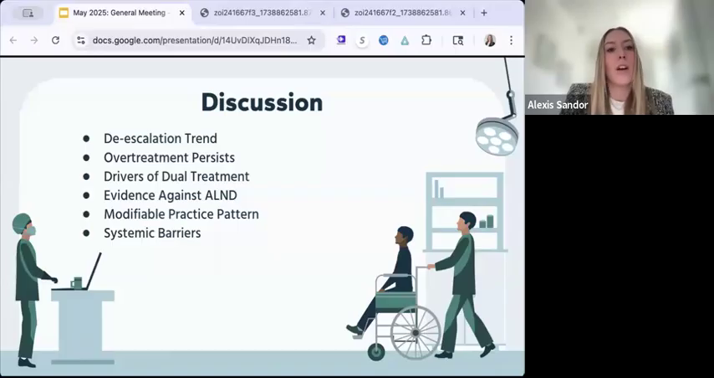So despite this shift, approximately 20% of patients are still receiving both axillary lymph node dissection and post-mastectomy radiotherapy, particularly in the US, compared to much lower rates in countries like the Netherlands. So that still suggests ongoing overtreatment. And there are some important drivers of dual treatment, so that's both axillary lymph node dissection and post-mastectomy radiotherapy. Younger age, aggressive tumor features, and certain institutional practices contribute to increased use of both treatments despite limited evidence of the benefit from dual therapy.